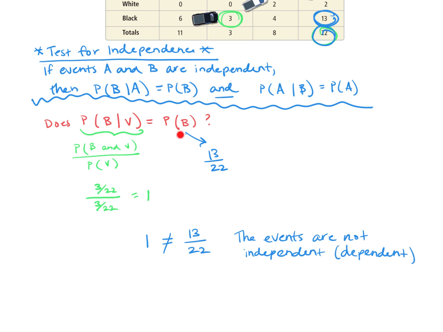Let's say that we did this math and this actually was true. They were equal to each other. Then what we would do is we would come up and test the second part of our test for independence, because this would have to be true also. This is true and this is true, but because we tested the first one and it wasn't true, the probabilities were not equal to each other, we didn't have to bother with the second one. But normally, for the events to be independent, we have to meet this criteria and this criteria.